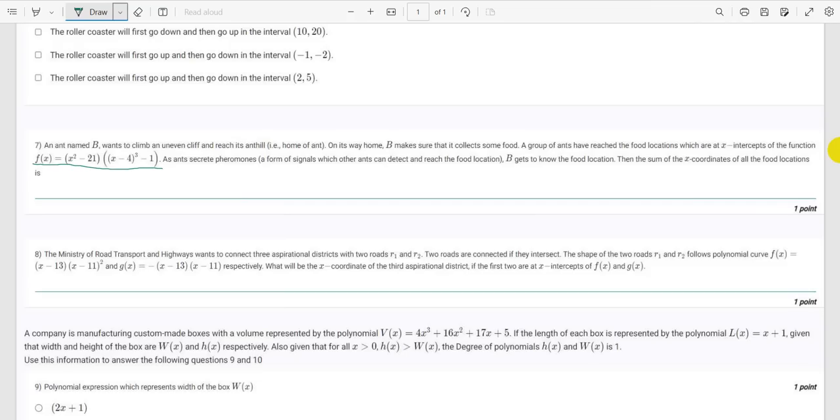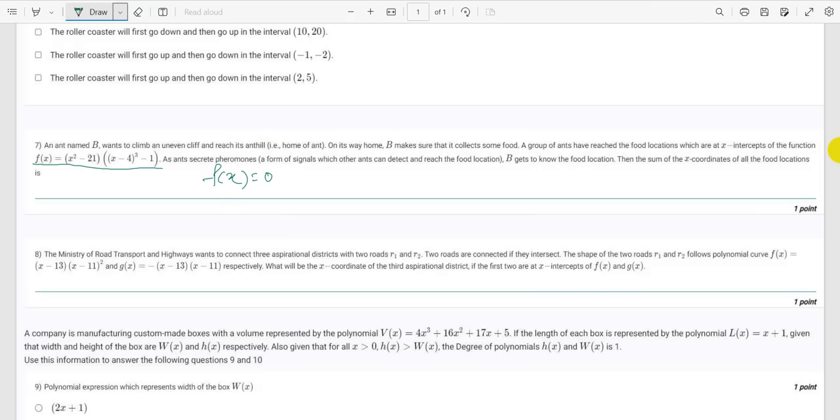Now, as ants secrete pheromones, a form of signals which other ants can detect and reach the food location, B gets to know the food location. Then the sum of the coordinates of all the food locations is... so we have to find the sum of the coordinates of the food locations, and food locations are the x-intercepts. So to get the x-intercept, we have to put f(x) equal to 0.